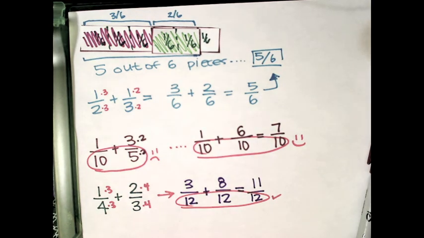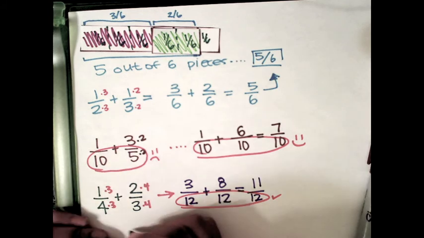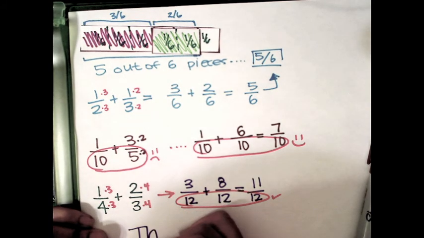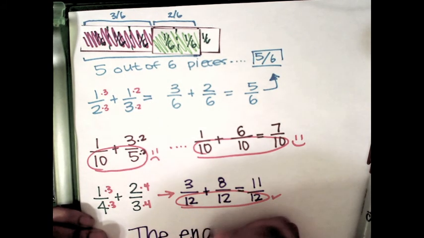So once more, when you're adding fractions, you need the same denominator. If you don't have that, just multiply and make it happen.